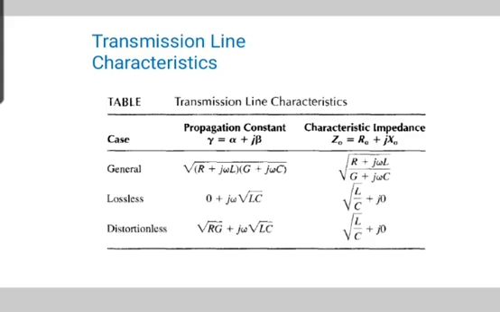Alpha is a function of frequency. So all the frequencies which are transmitted on the line are not attenuated equally.